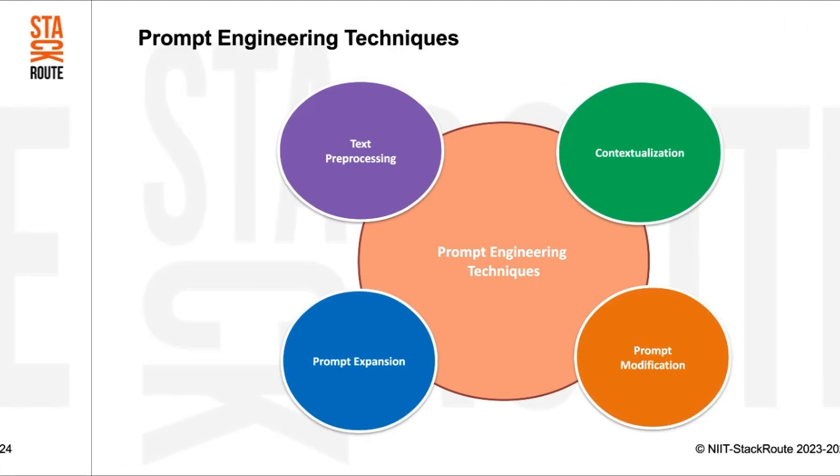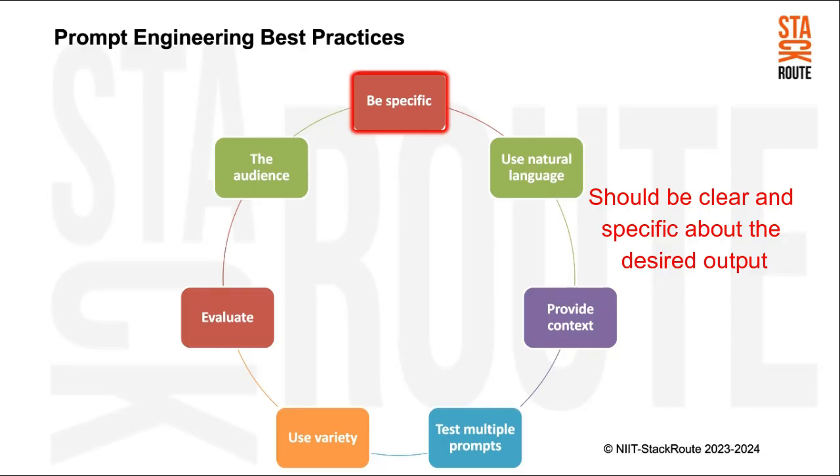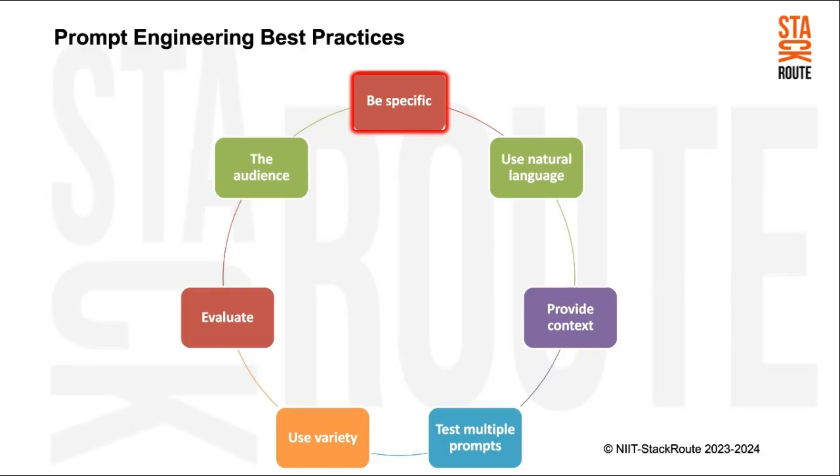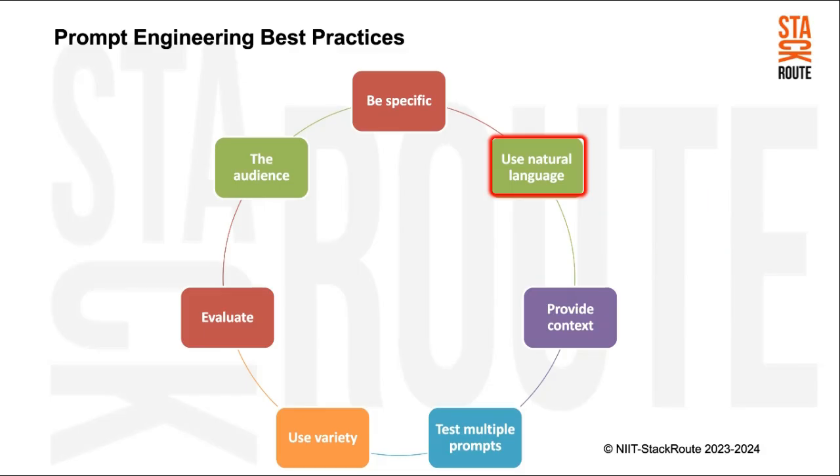So to begin with, we have the first one as be specific. The prompt should be clear and specific about the desired output. Avoid using vague or ambiguous language that could lead to unpredictable or irrelevant output. The next one is use natural language. Write the prompt in natural language that is easy for the model to understand. Avoid using any jargons, technical terms, or complex syntax that can confuse the model.